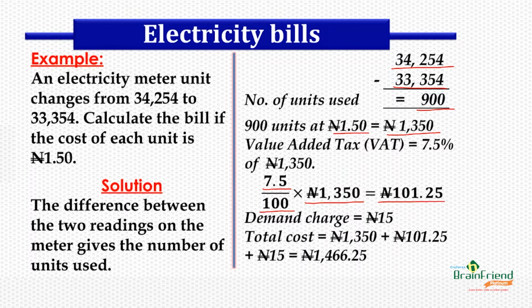So the total bill for such a customer, or for this consumer of electricity, is the sum of the amount based on the units consumed, 1,350 naira, and the VAT on that amount, as well as the demand charge. When we add all of them together, we would have 1,466 naira 25 kobo.